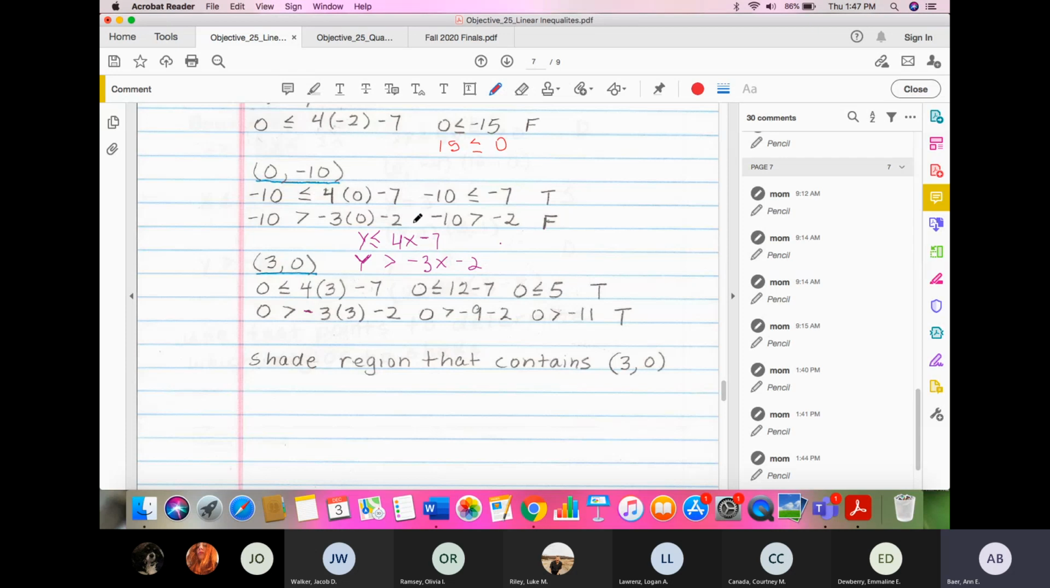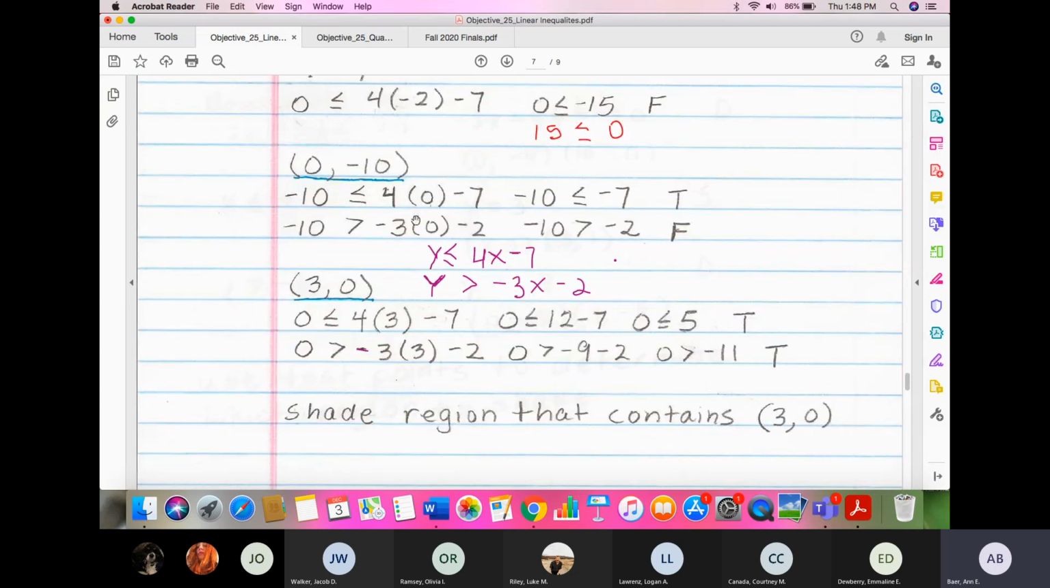And then -2. And we have to work this out. So we get -10 on this side, greater than sign, and then this is -3 times 0, which is 0, -2 is -2. Now we want to know if that is true or false.